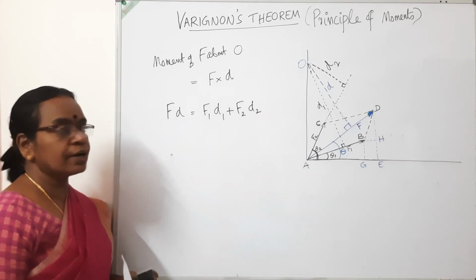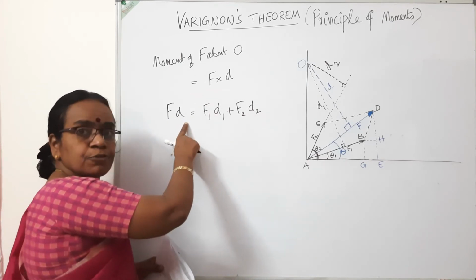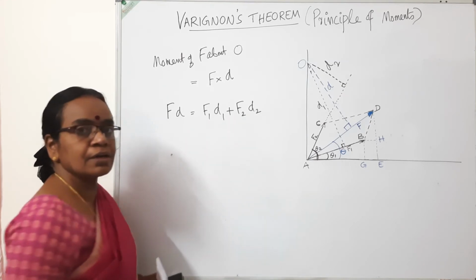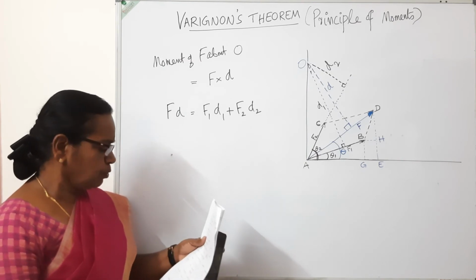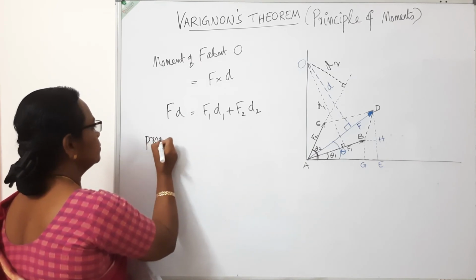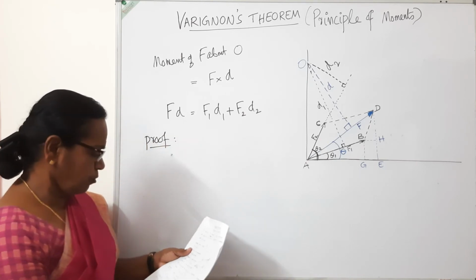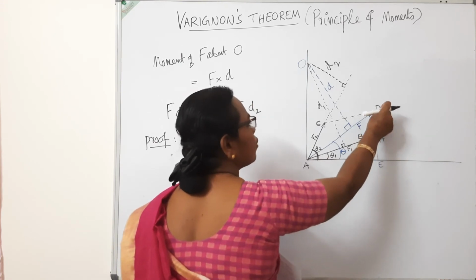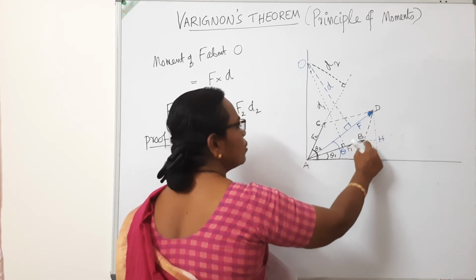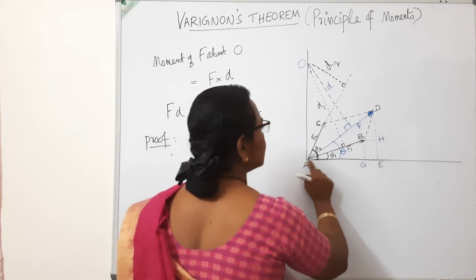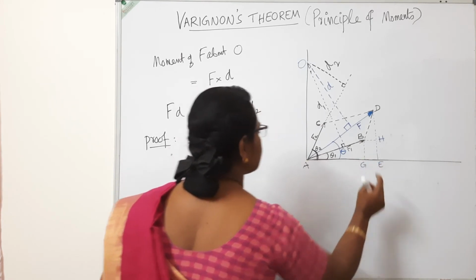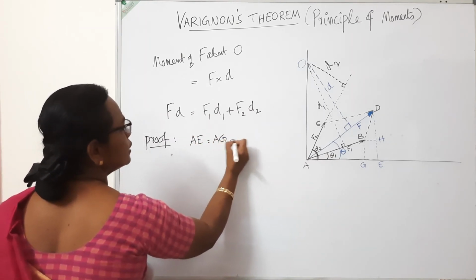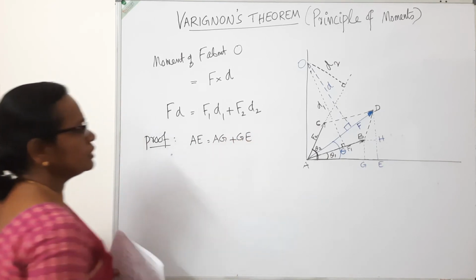So, according to Varignon's Theorem, F into D, the moment of a force F about O, is equal to the moment of its components about O. So, I have to prove this. As a proof, I have made some construction lines here. From D, I have dropped a perpendicular to the horizontal. From B also, I have dropped a perpendicular to the horizontal. So this total distance AE is AG plus GE.